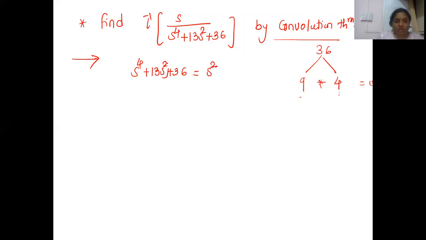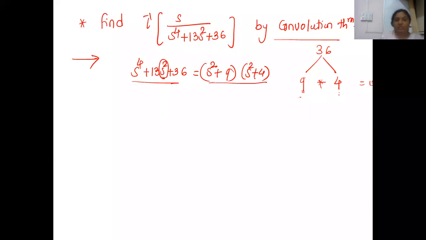S square is a factor here, as we saw in LD. So s square plus 9 into s square plus 4. So this can also be written like this. You must try the factorization if it is convolution, because we need two terms there, and there are such two terms which we can get by factorizing. Everyone is getting it?